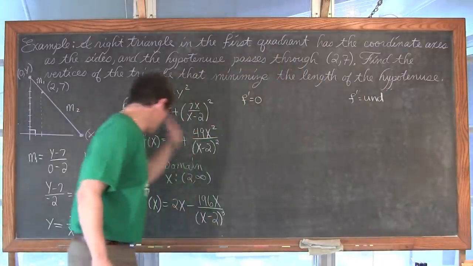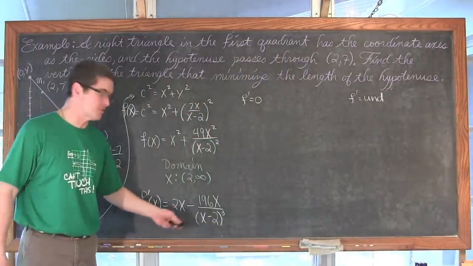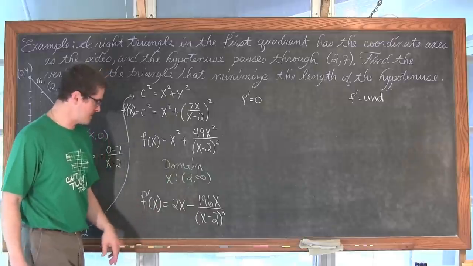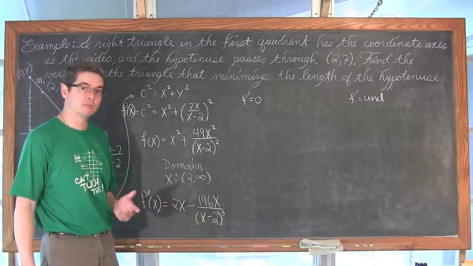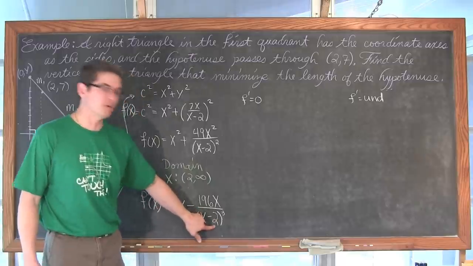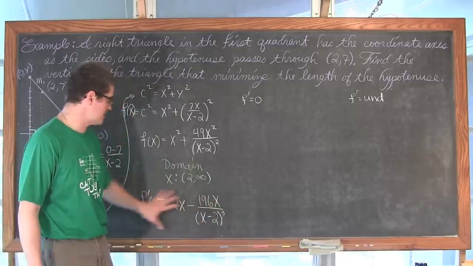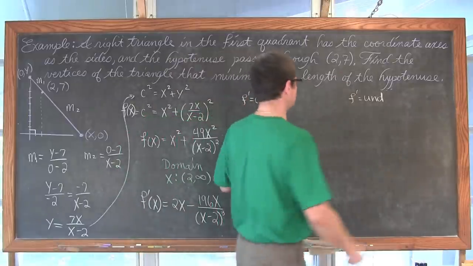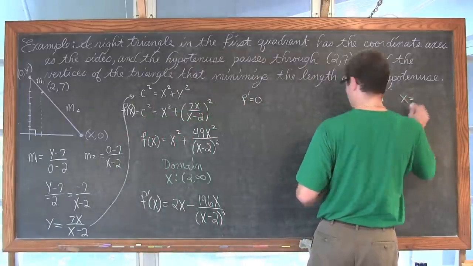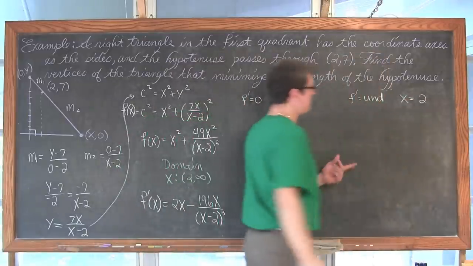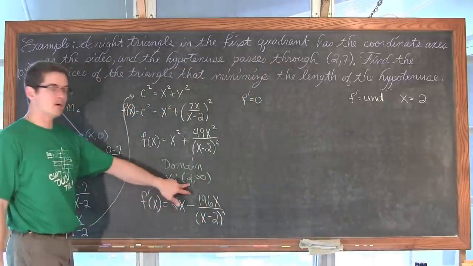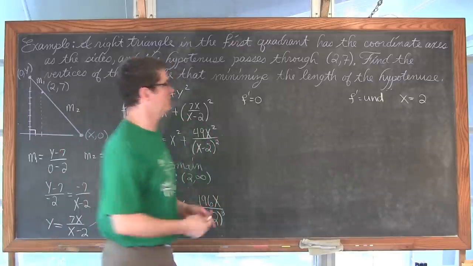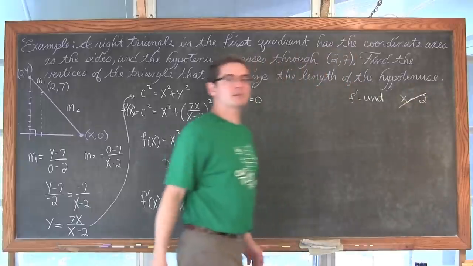Okay, so we have all cleaned up here. Critical values. Where's the first derivative undefined? Well, I'm just going to do that first because that's the easiest. We have a denominator of x minus 2. So if x is equal to 2, that makes this denominator 0. That makes this first derivative undefined. And so my solution of where's this first derivative undefined, well, that's x equals 2. But 2 is not part of our reasonable domain, again, because we talked about how that wouldn't even form a triangle. So that's not a critical value. It's not within our domain.